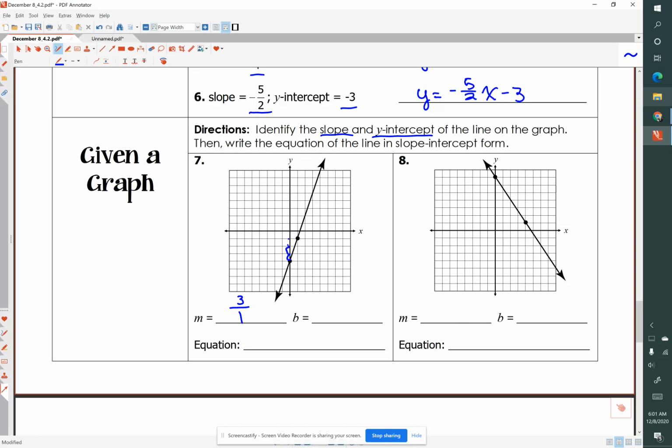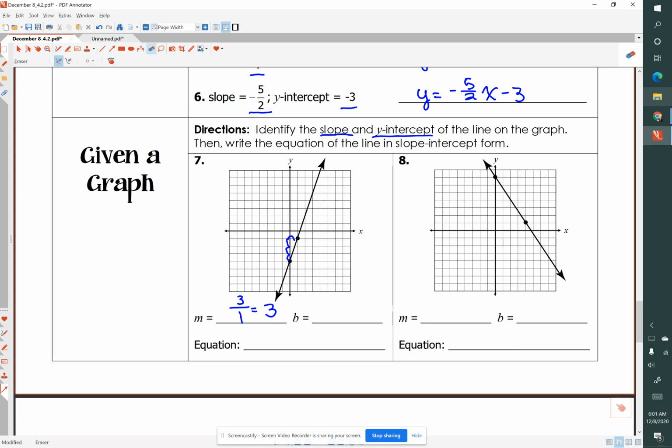Okay, a rise of 3 and a run of 1. So we can simplify that. Remember, we don't have mixed numbers. We leave improper fractions as they are, but we do simplify them as much as possible. And where we have 1 as a denominator, we recognize that that's a whole number and the slope is 3.